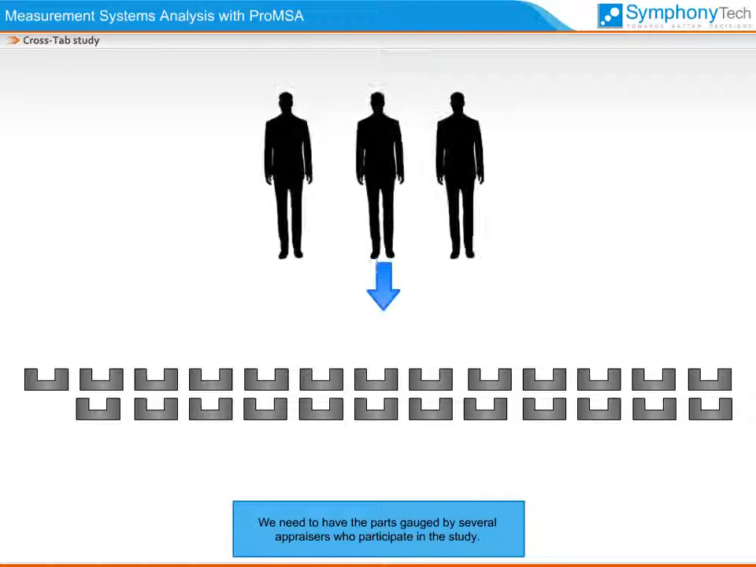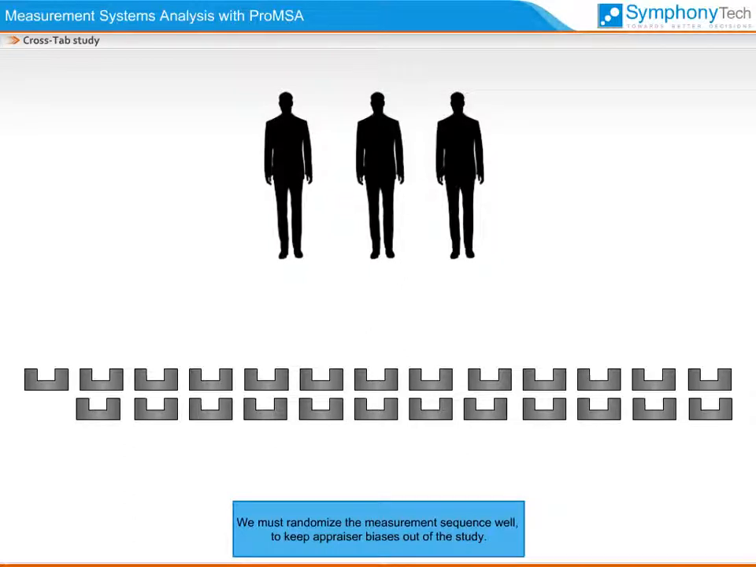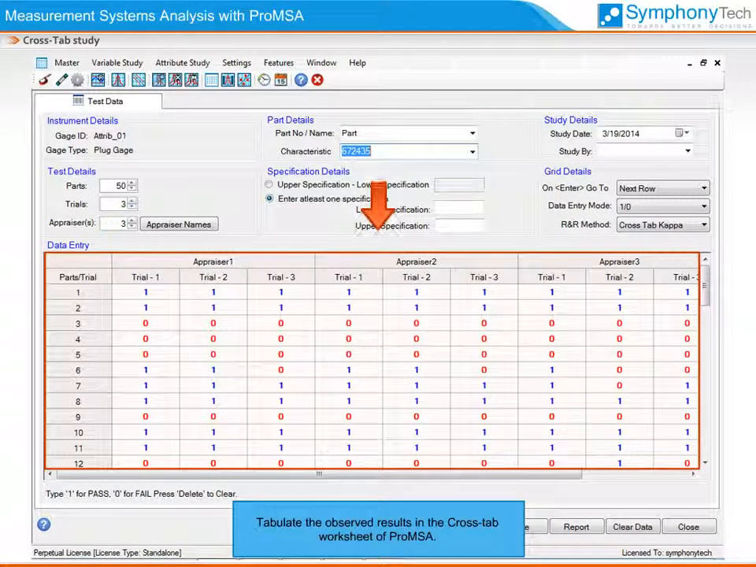We need to have the parts gauged by several appraisers who participate in the study. 2 or 3 trials should be taken for each appraiser for a part. We must randomize the measurement sequence well to keep appraiser biases out of the study. Tabulate the observed results in the crosstab worksheet of ProMSA. Accepts are tabulated as ones and rejects are tabulated as zeros.